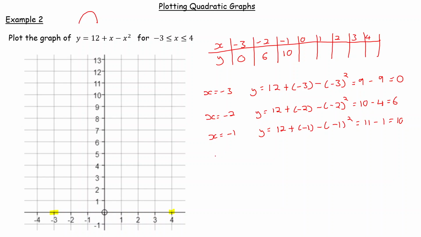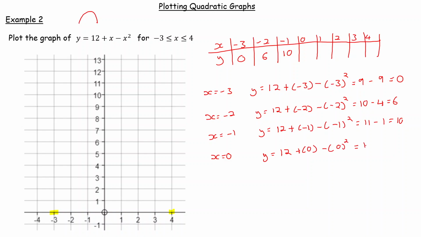When x is 0 is quite a nice easy one to do, but we'll go through it to make sure we know what we're doing. So we're going to get y is equal to 12 plus x, where x is now 0, so plus 0. Still use a bracket because good habits. Take away x squared, where x is 0, so take away 0 squared.